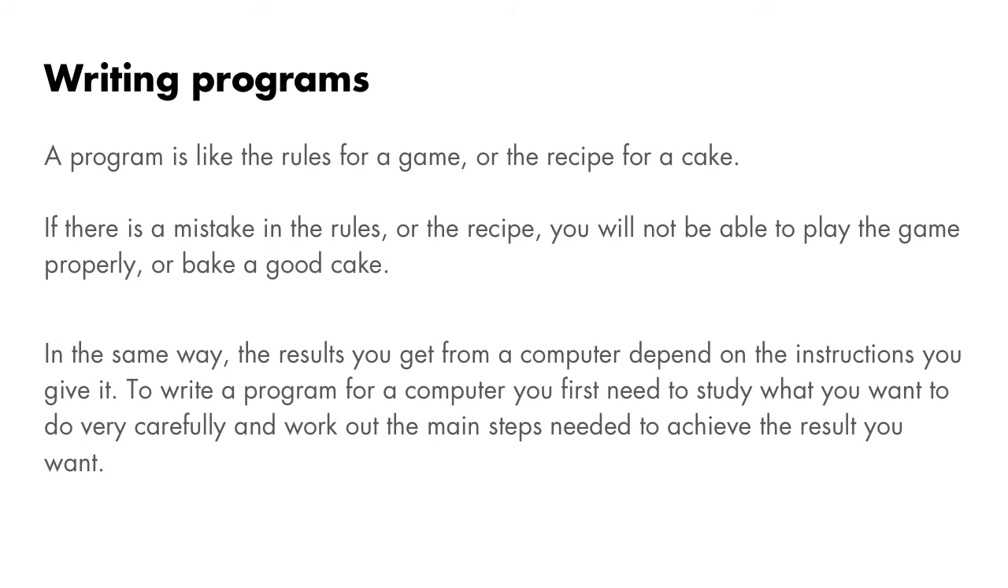So a program is like the rules for a game or the recipe when you're making a cake. If you don't follow the rules, then you can't play the game properly. And if you don't follow the recipe for making your cake, it might taste horrible. In the same way, the results you get from a computer program depend on the instructions that you give it. If you write a program for your computer, you first need to study what you want to do very carefully and work out the main steps needed to achieve the result that you want.